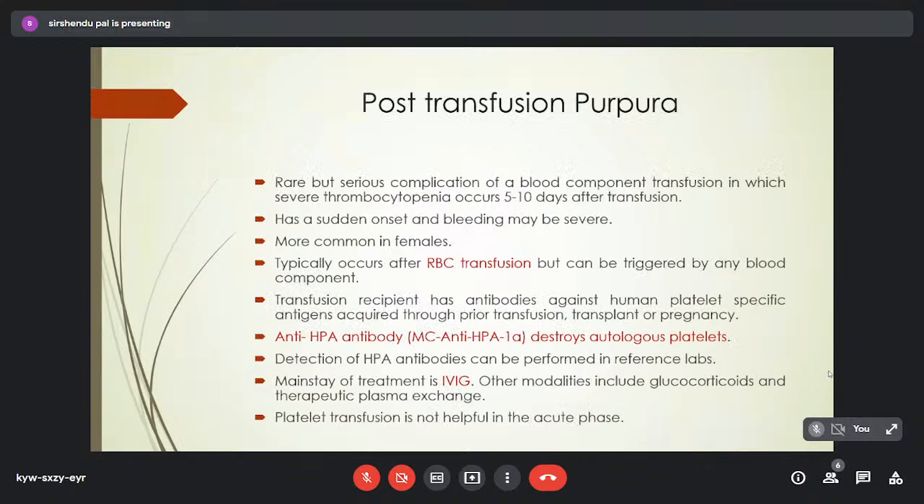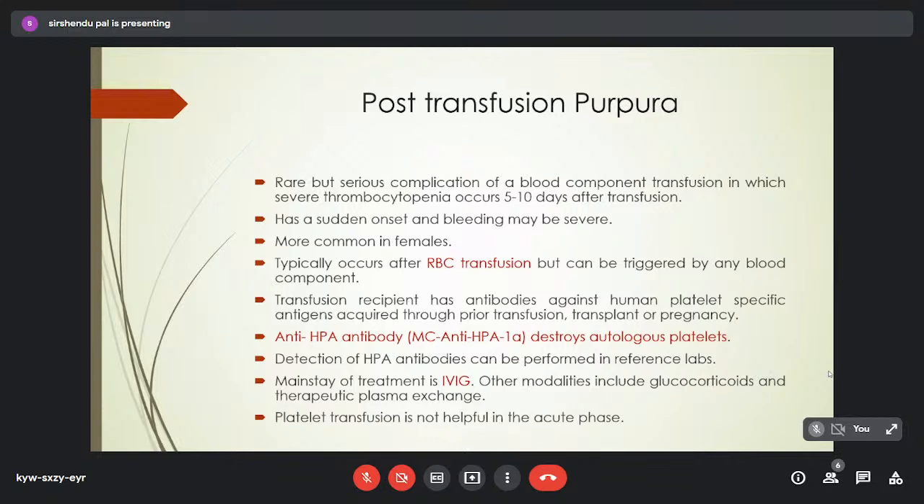Coming to post-transfusion purpura, it is a rare but serious complication of a blood component transfusion in which severe thrombocytopenia occurs 5 to 10 days after transfusion. It has a sudden onset and bleeding may be severe, most commonly affecting females. It typically occurs after RBC transfusion, although it can occur after any blood component transfusion. The transfusion recipient has antibodies against the human platelet specific antigens acquired through prior transfusion, transplant or pregnancy. Anti-HPA antibody destroys the autologous platelets.